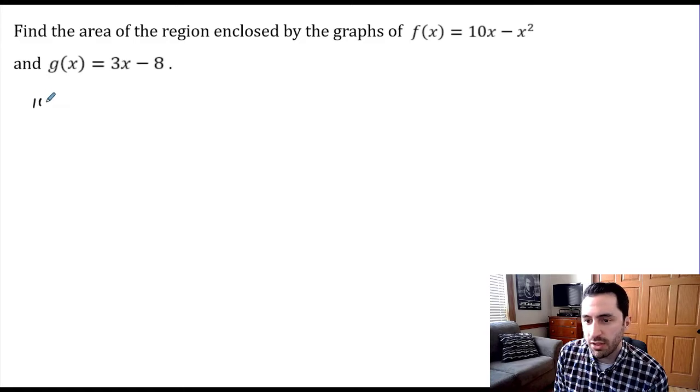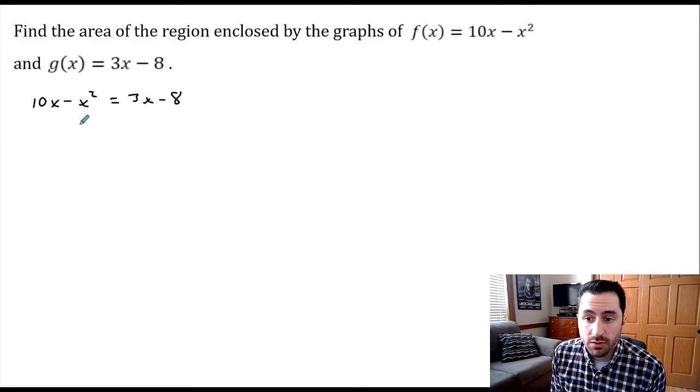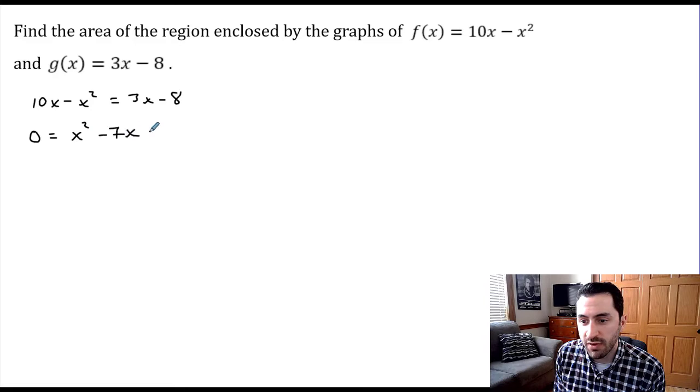So let's take a look here. We have 10x minus x squared, and let's set that equal to 3x minus 8. So we do have an x squared, so that means it's a quadratic. So we want to move everything over to one side of the equal sign. And since it's negative, I'm going to move everything over to the right-hand side, just so that ends up being positive. So we have a positive x squared. If I subtract 10x, that's going to be negative 7x, and then the minus 8.